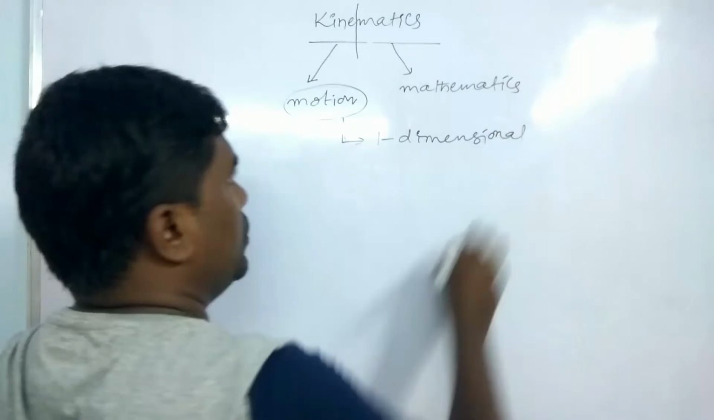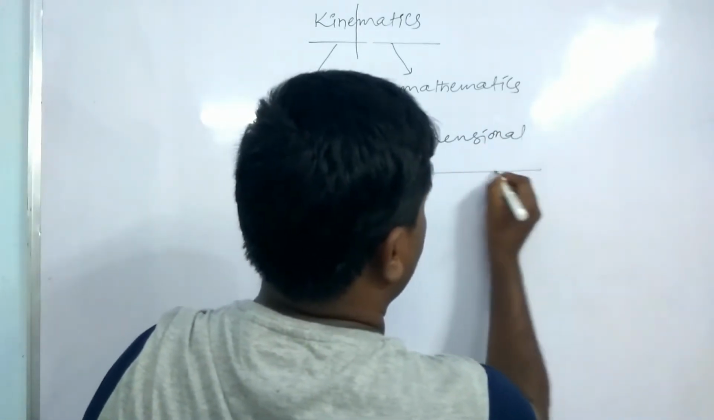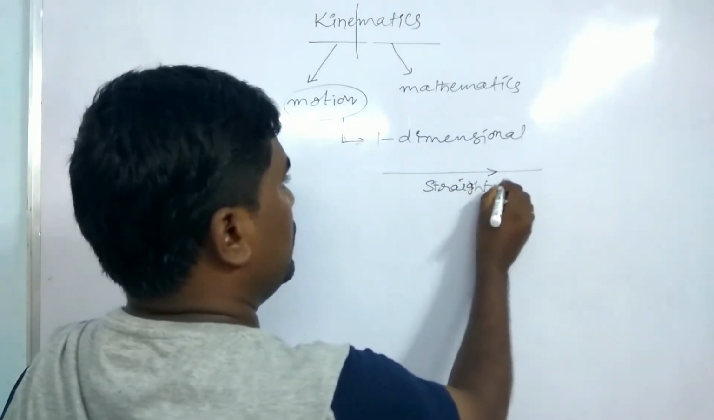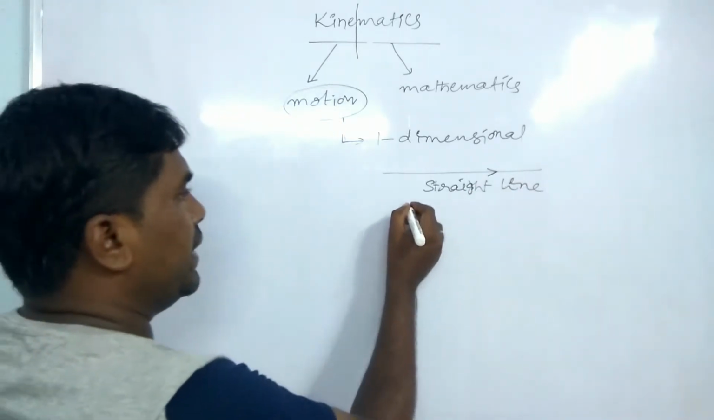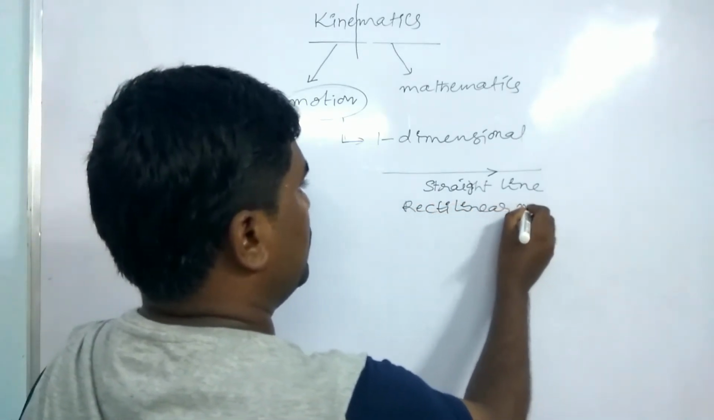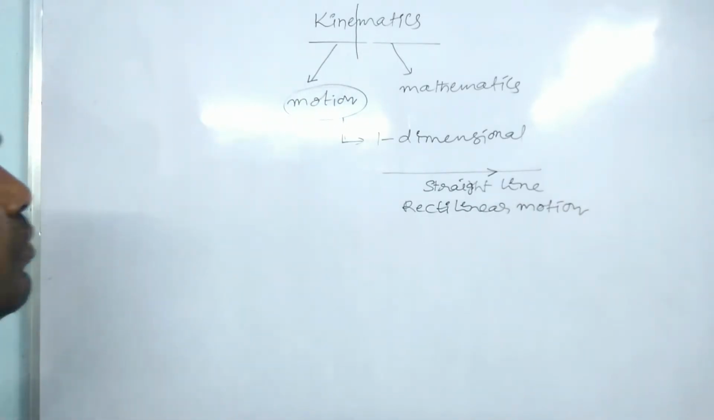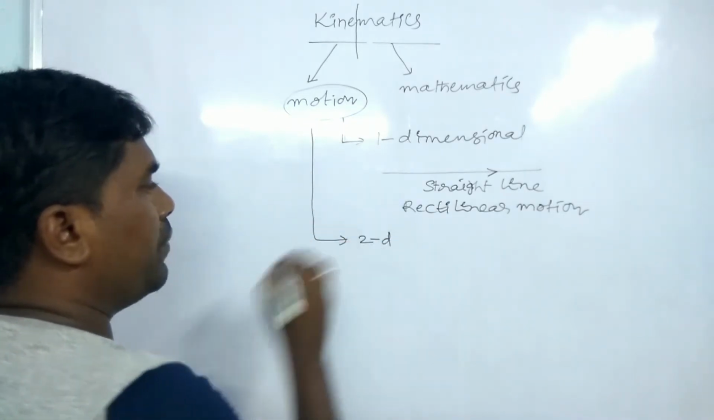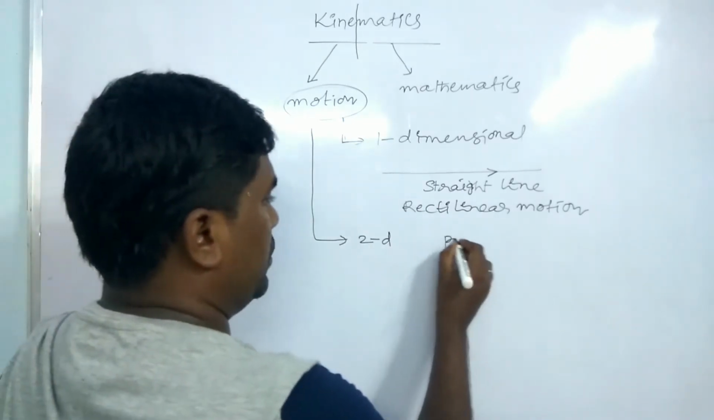Right? So one-dimensional means a particle which is moving in a straight line. This is the straight line motion. In physics, the straight line motion is called rectilinear motion. And motion should also be studied in 2D. Two-dimensional motion should be studied in the case of projectile motion.